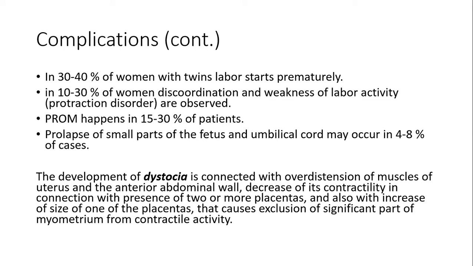In 30–40% of women with twins, labor starts prematurely. In 10–30% of women, discoordination and or weakness of labor activity, protraction disorder, is observed. PROM happens in 15–30% of patients. Prolapse of small parts of the fetus and umbilical cord may occur in up to 8% of cases. So development of dystocia, difficult labor, is connected with overdistension of muscles of the uterus and anterior abdominal wall, the decrease of its contractility, and in connection with presence of 2 or more placentas, which also can increase the size of the placenta, and so on.